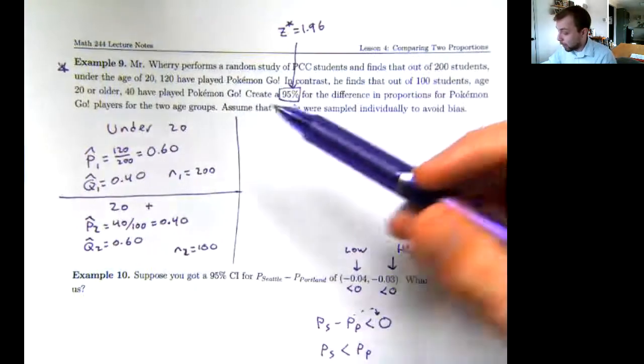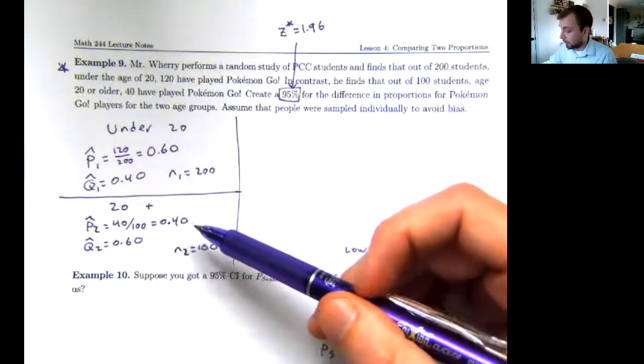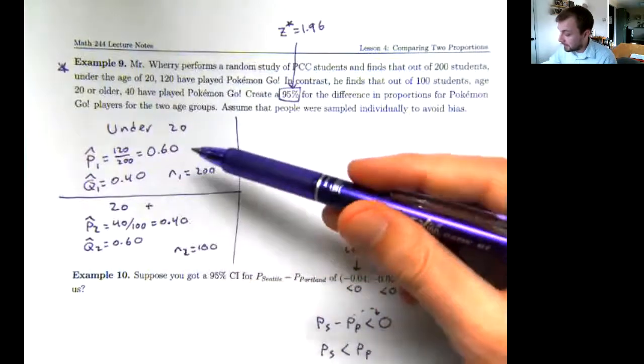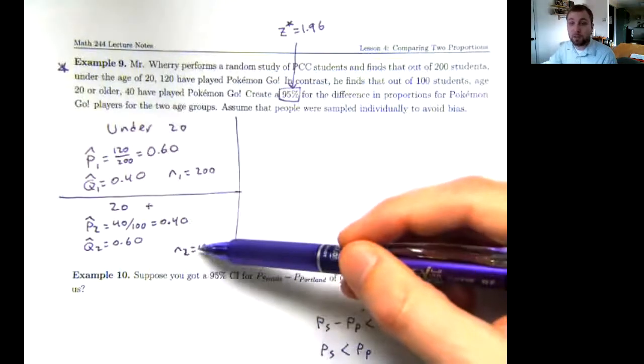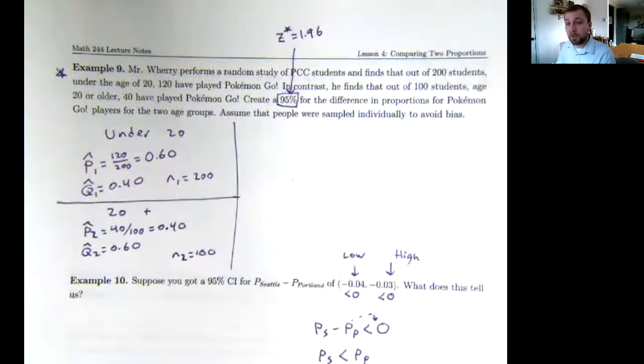One group in the under 20 shouldn't affect someone in the over 20 group. And finally, I have at least 10 people in each group that play and do not play Pokemon Go. So I passed my assumptions. I'm going to make my interval.